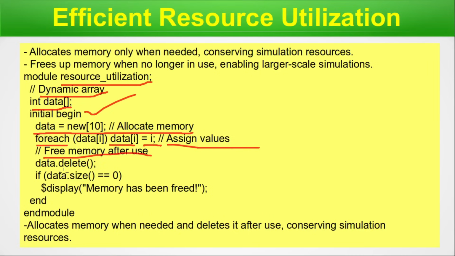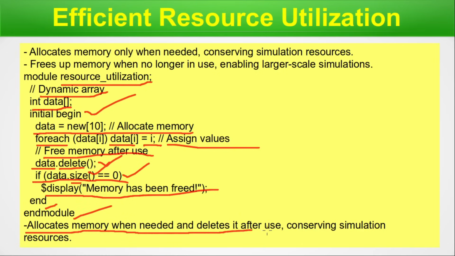How do we do that? We use a predefined method. As you know, SystemVerilog is an object-oriented language, and we have a delete method inbuilt. So we use data.delete to delete the entire data and free up the memory. Then we check it. If data.size is 0, and here we also have another predefined method, that is size, which gives the size. If it is 0, we print that memory has been freed, and we end the initial block and end the module here. Thus, it allocates memory when needed and deletes it afterward, conserving the simulation resources.